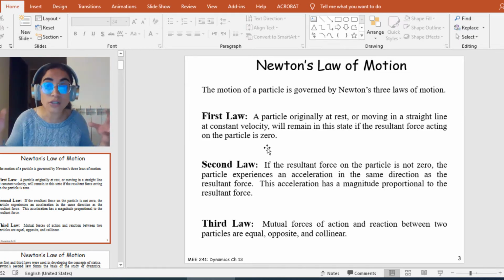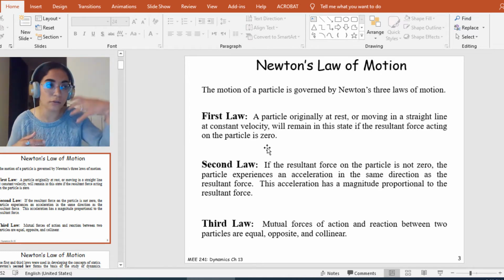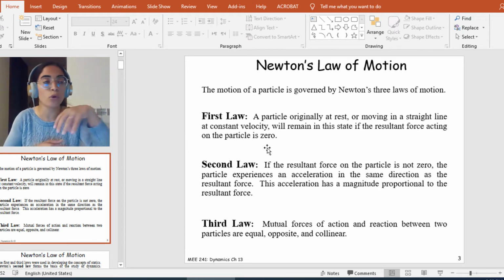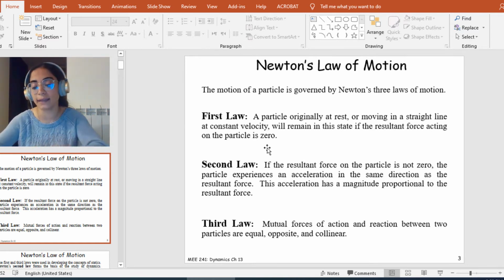So if the resultant force is, let's say, horizontal to the right, then this body will move with an acceleration to the right, all right? So this acceleration has a magnitude proportional to the resultant force. We know because in fact it will be equal to this sum of forces over m, or to the resultant force over the mass of this body. Now the third law is about action and reaction, and we know, guys, that mutual forces of action and reaction between two particles should be equal, opposite, and collinear.